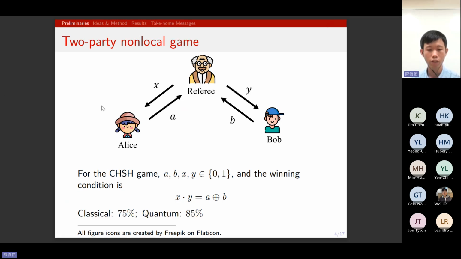For a CHSH game, we can use the winning probability, the probability of this winning condition, to certify the behavior of a player. For example, if the player can only use a classical strategy, then the maximum winning probability they can achieve is 75%. However, if a player has the ability to implement a quantum strategy, then they can achieve higher, approximately 85%. So we can use this value to say something about the behavior of the player.